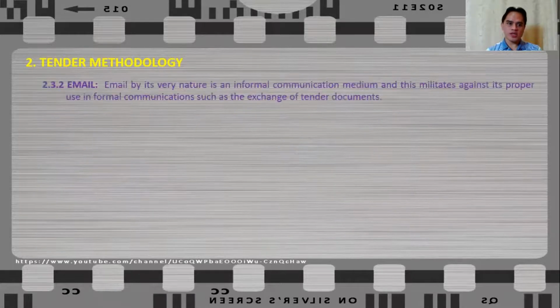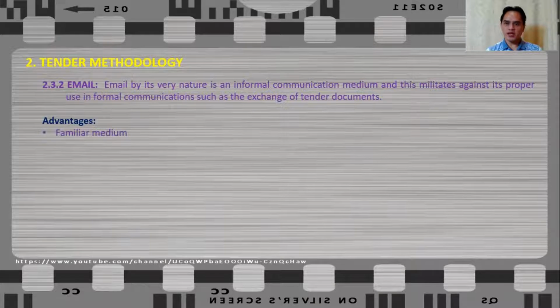The next medium of exchange is email. Email, by its very nature, is an informal communication medium, and this militates against the proper use of formal communication such as the exchange of tender documents. But using email also has advantages.